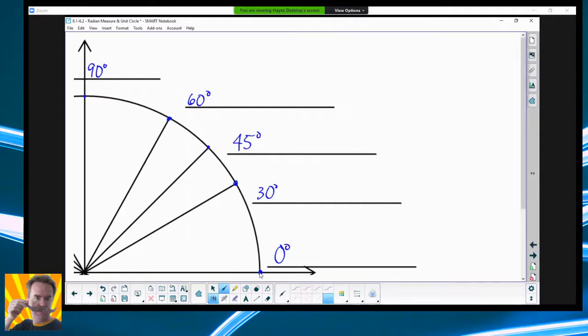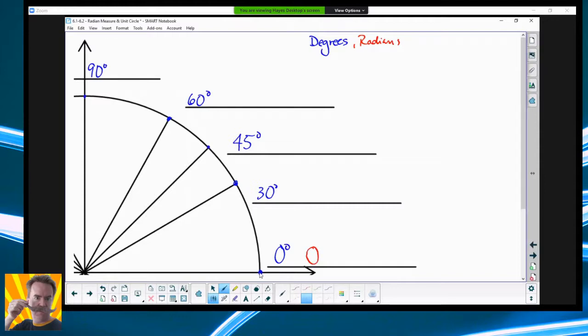Now, before we get too into this, I'm going to do this in a different color. So if you have 4 different colors, that would be brilliant. We are going to write down what the radians are. So up here, I'm going to put down a key. So blue is degrees. Degrees. Nice. Red is going to be radians. So 0 degrees is 0 radians.